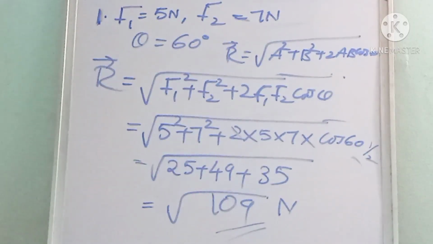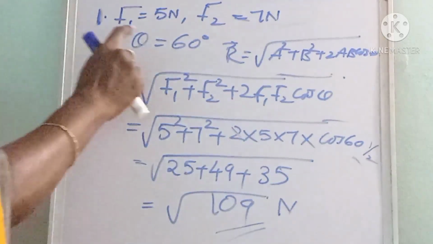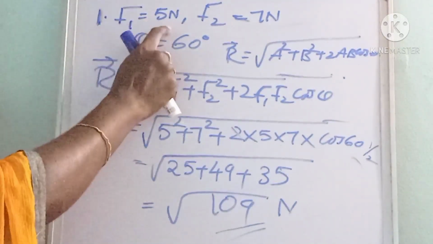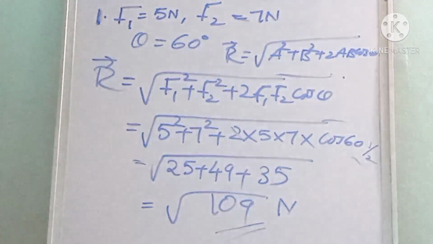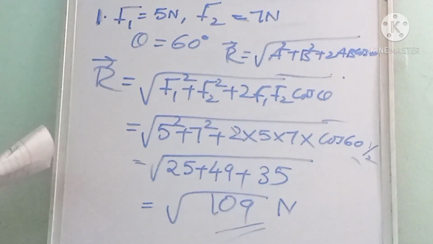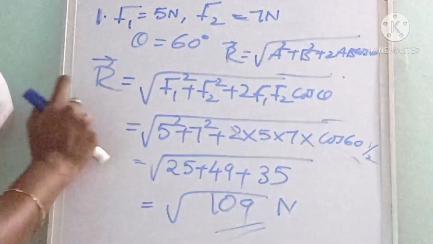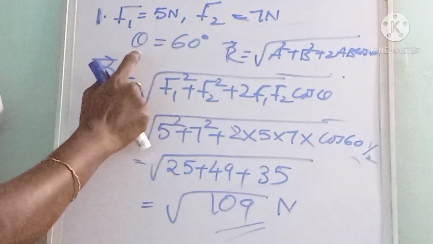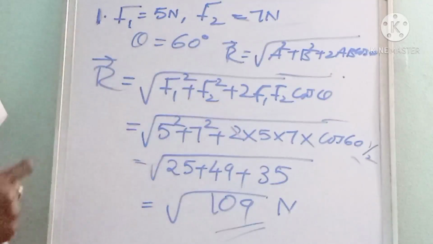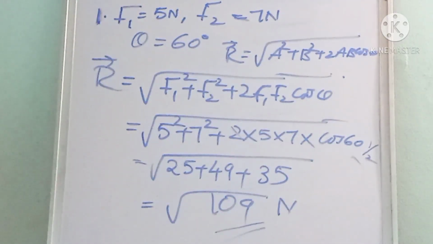Here we have two forces of 5 Newton and 7 Newton. The first force is taken as F1, that is 5 Newton, and the second force is taken as F2, that is 7 Newton, that act on a particle with an angle of 60 degree between them. So we have to find the magnitude of the resultant force.